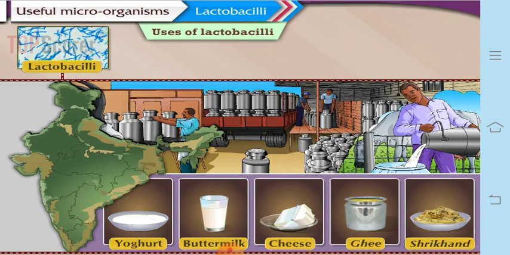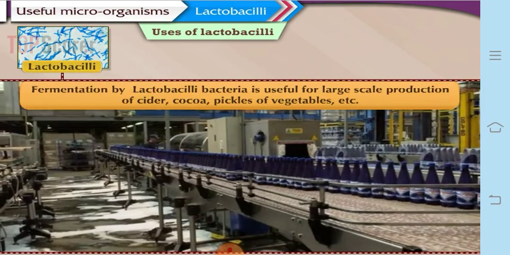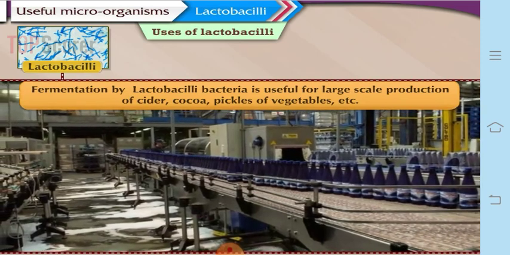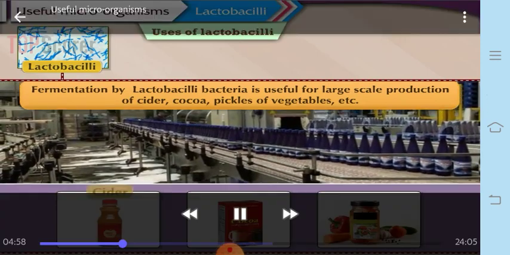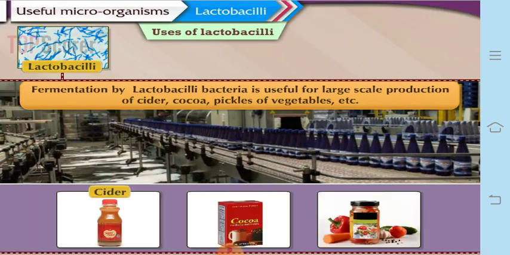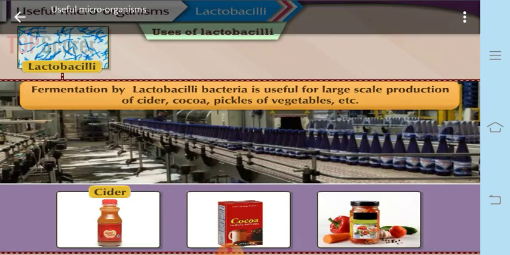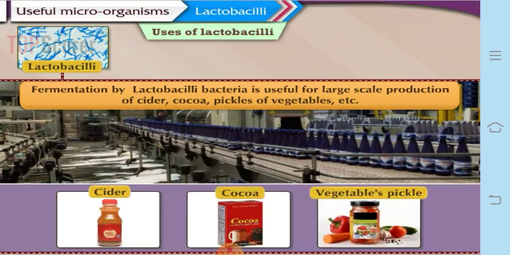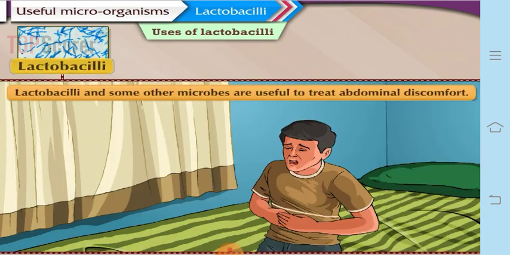Then it is also used in other industries like the food industry, wherein fermentation by lactobacilli bacteria is useful for large scale production of cider. Cider is nothing but a juice of apple, so it is fermented juice of apple, cocoa or chocolate, pickles of vegetables. So it is also used in the food industry.